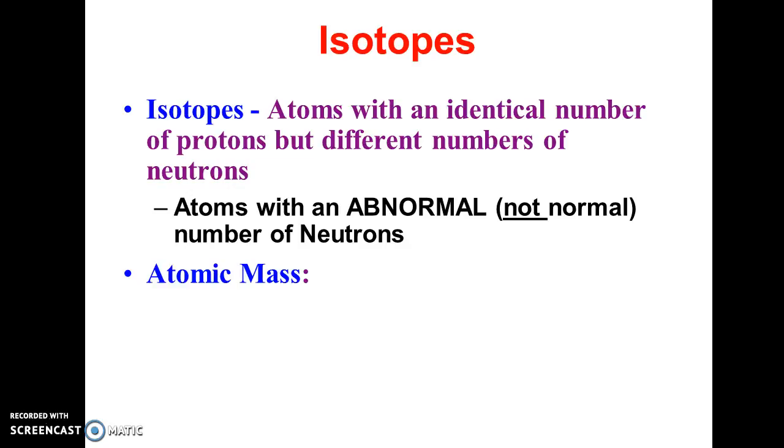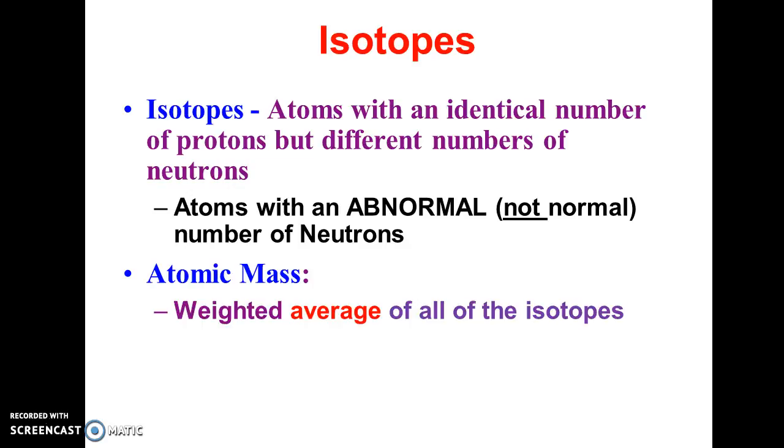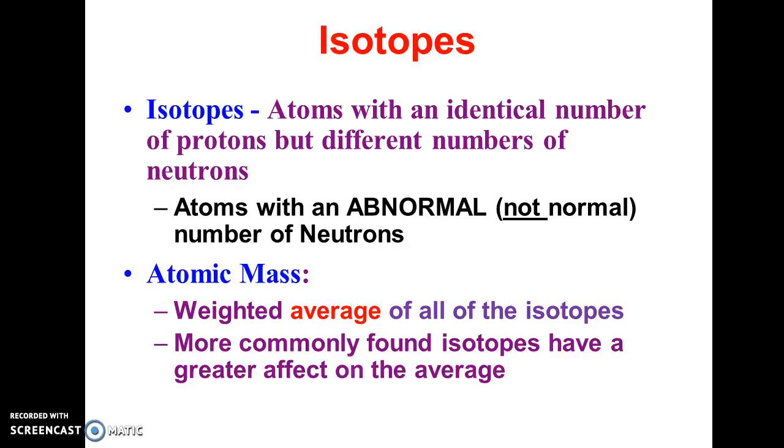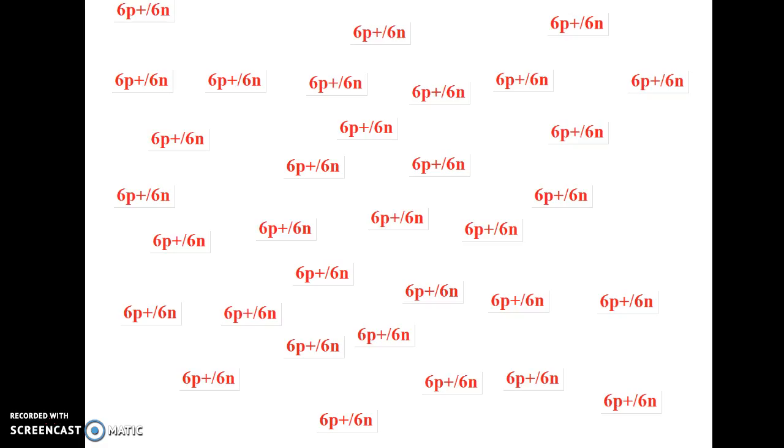So, going back to atomic mass and how we get that 12.011. The atomic mass is the weighted average of all of the different isotopes. So the more commonly found isotopes are going to have a greater effect on the average. Here's an example. If I took a sample of carbon, most of the atoms of carbon are going to be 6 protons and 6 neutrons. But every once in a while you're going to find one atom that has an extra neutron.